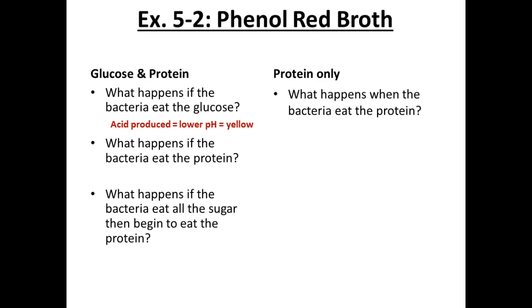What happens if your bacteria ate the protein? What happens to the pH? It goes up. And what color is it going to turn? That pink or magenta color. What happens if the bacteria eat all the sugar and then begin eating the protein? So if they eat the sugar, it turns what color? Yellow. When it starts eating the protein, it's going to go back up, right? So it's going to turn orange, and then if it goes really long, red or pink.